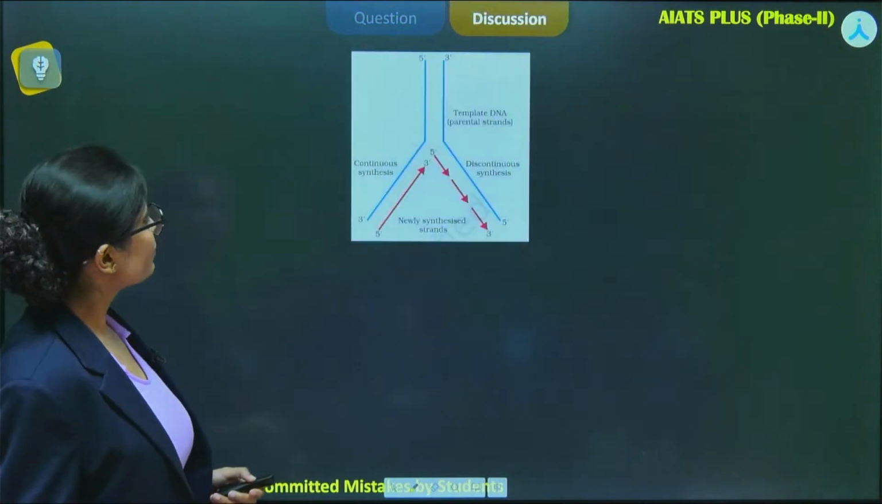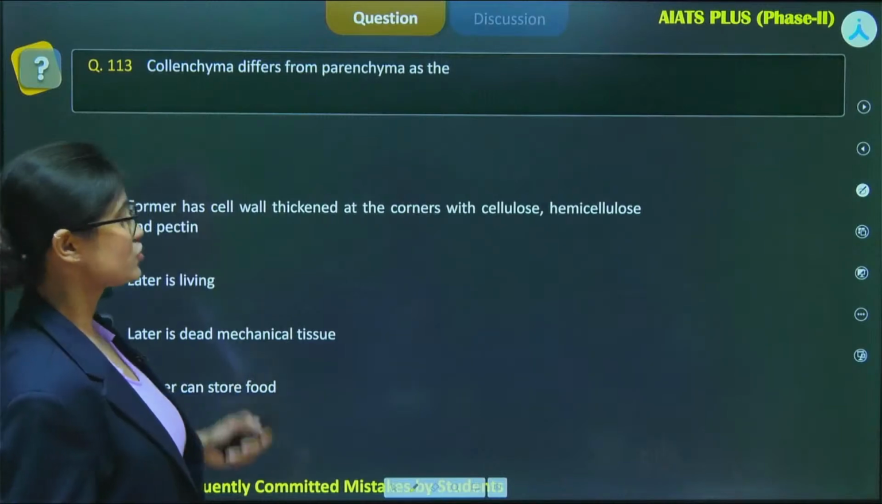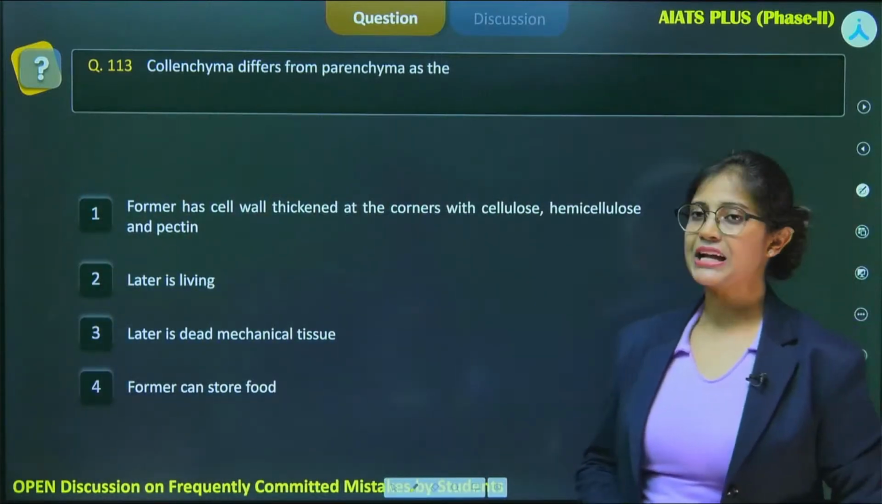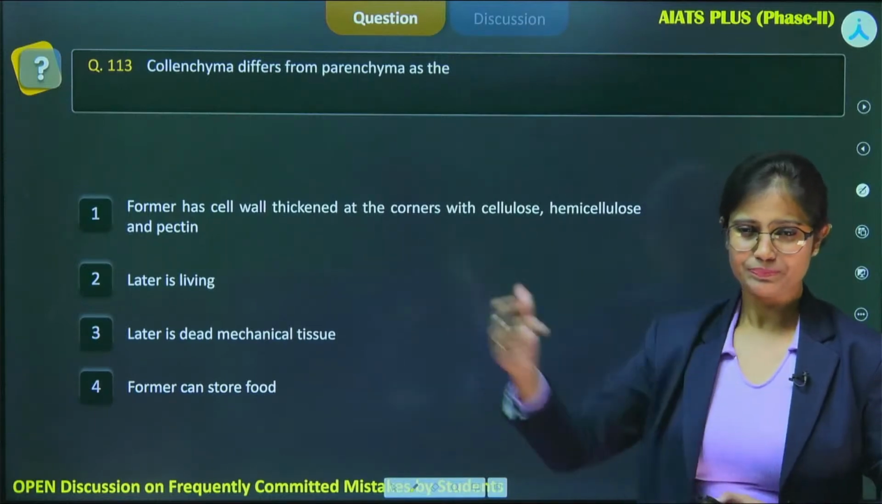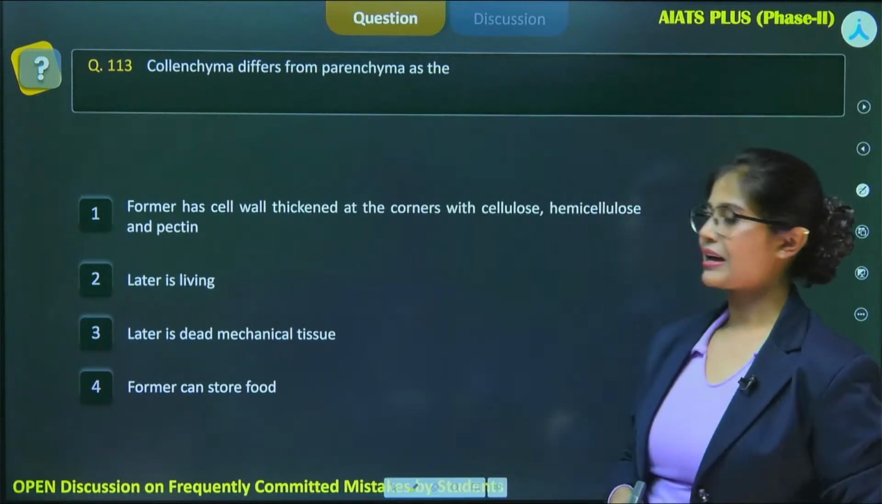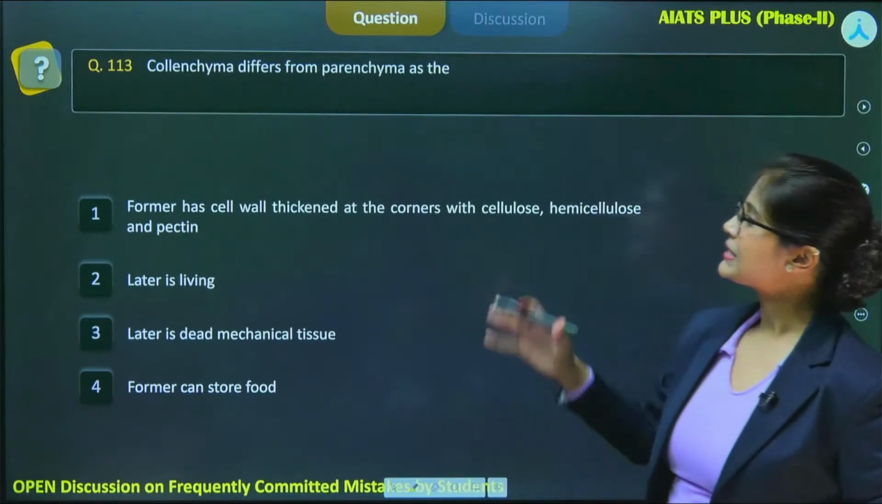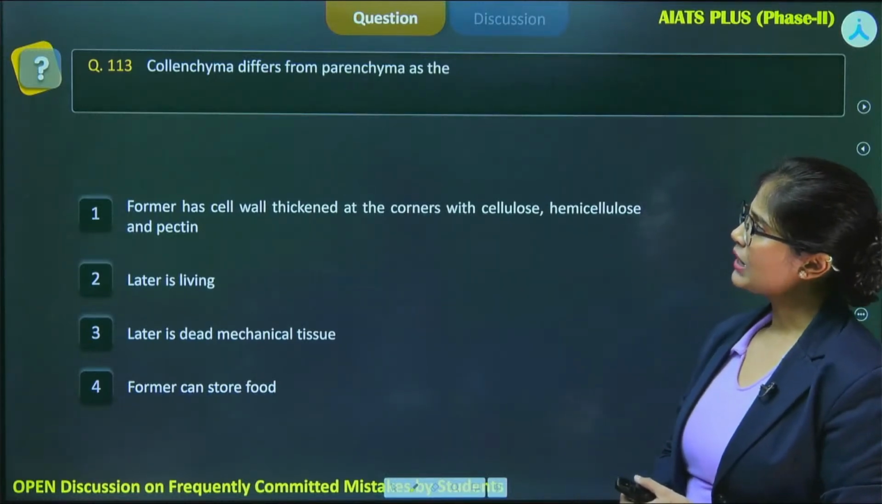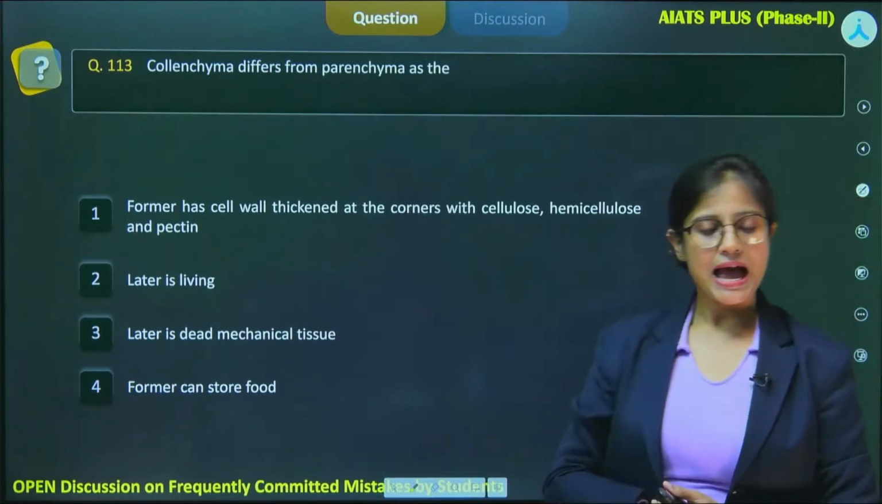Now let's move to the next question, which is 113. This question is from the chapter Anatomy of Flowering Plants. Now let's see the next question, which is from anatomy, which says collenchyma differs from parenchyma as the.